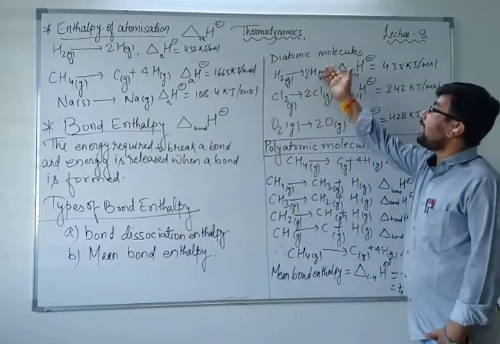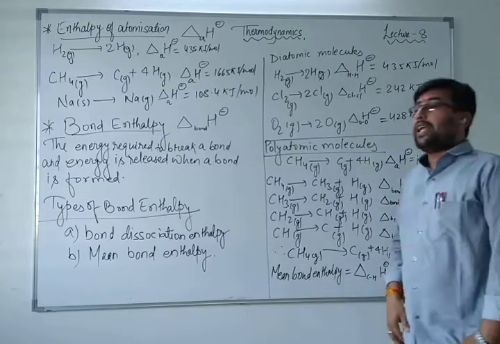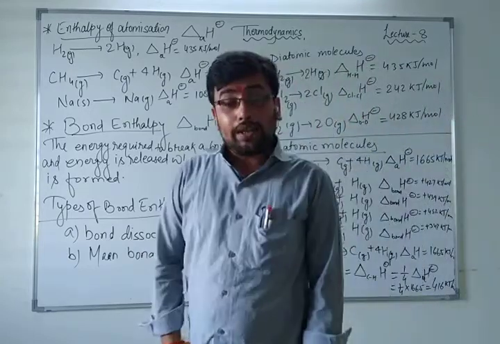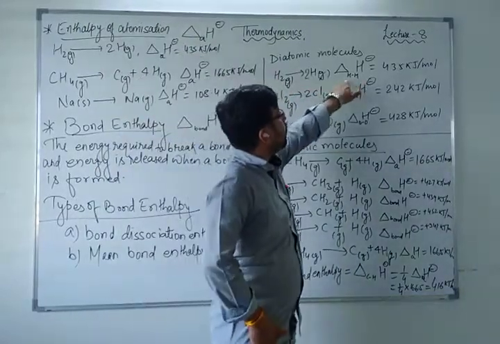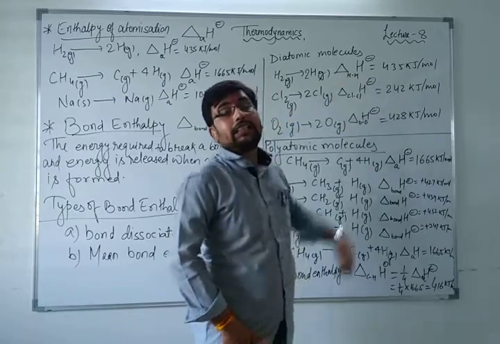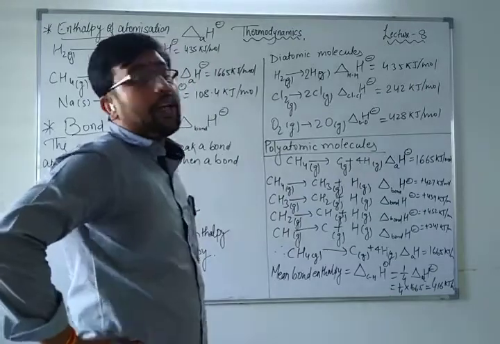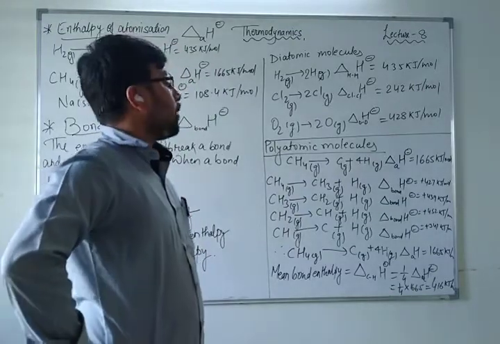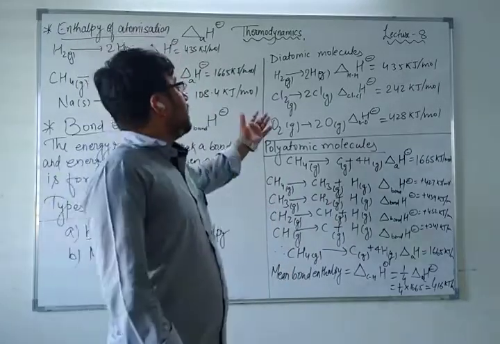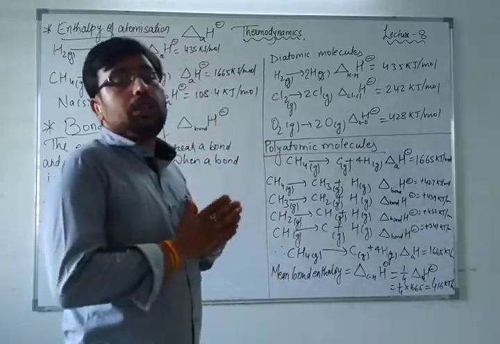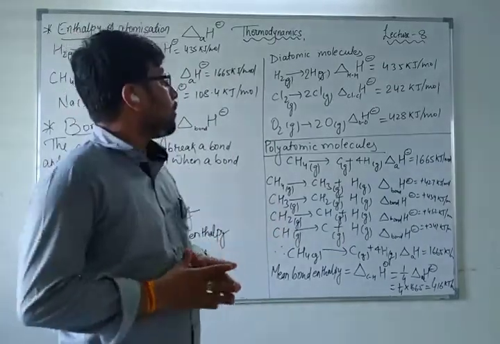Here you can see some of the diatomic molecules I have represented on the board. For dissociating hydrogen molecules into hydrogen atoms, this is nothing else but bond dissociation enthalpy. To break hydrogen into H and H, I require 435 kilojoule per mole. It is the amount of energy for bond dissociation of hydrogen. Similarly, to dissociate chlorine, I require 242 kilojoule per mole.